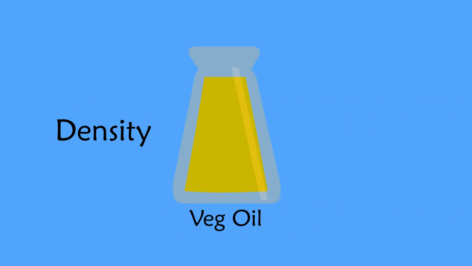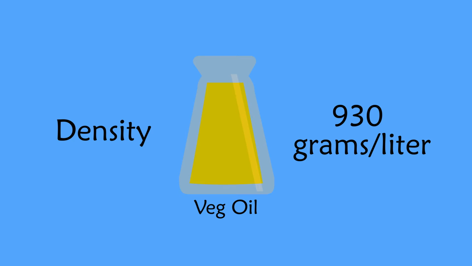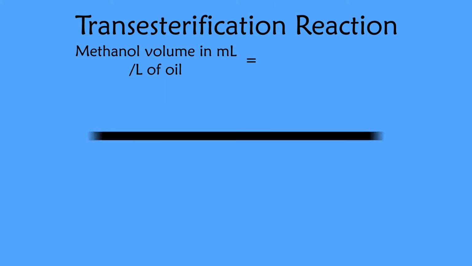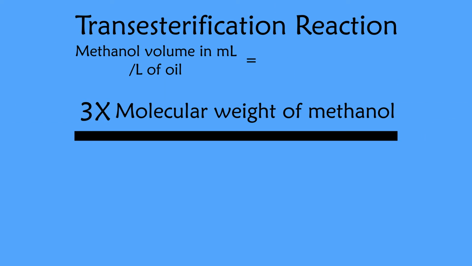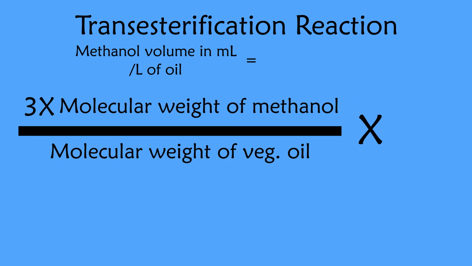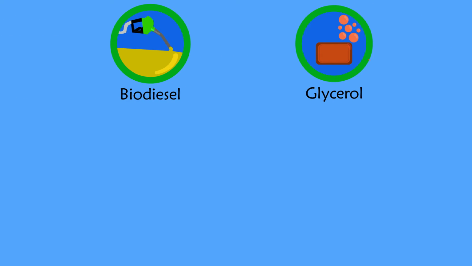From previous discussions, we know that the density of vegetable oil is about 930 grams per liter. From the transesterification chemical reaction, we can simply divide 3 times the molecular weight of methanol by molecular weight of vegetable oil and multiply that by 930. Similarly, the mass of biodiesel and glycerol produced can be calculated as shown here.